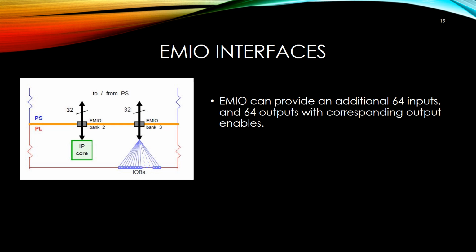Interfaces routed through the EMIO are in many cases connected directly to the desired external pins of the PL, as specified by the inclusion of the appropriate entries in a constraints file. In this mode, EMIO can provide an additional 64 inputs and 64 outputs with corresponding output enables. Another option is to use EMIO to interface the PS with a peripheral block in the PL. The figure to the left illustrates both of these models.